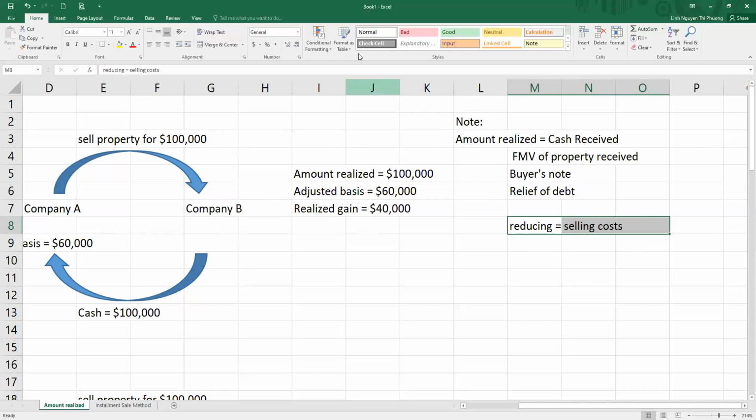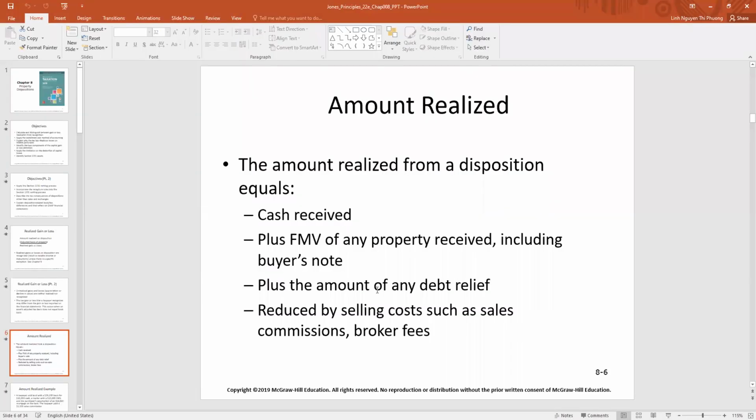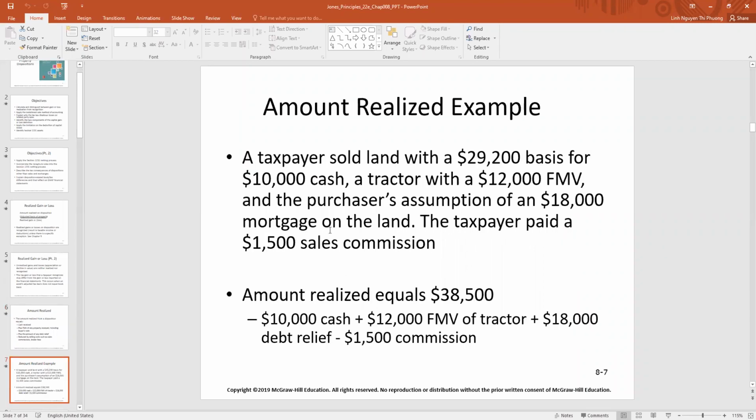Okay. Now, let's go back to our PowerPoint and look at an amount realized example. For example, a taxpayer sold land with a 29,200 basis for 10,000 cash, a tractor with a 12,000 fair market value, and the purchaser's assumption of an 18,000 mortgage on the land. The taxpayer paid a $1,500 sales commission. How much will be the amount realized?